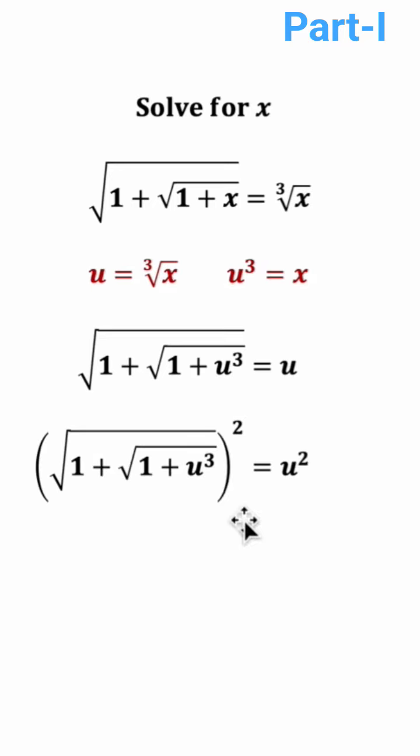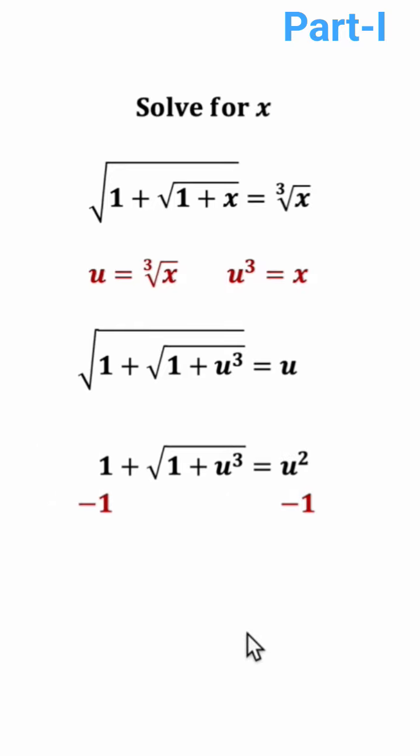For the next step, let's square both sides of the equation. On the left-hand side, this giant square root and this outer square will cancel each other out. And then we can subtract 1 from both sides. On the left-hand side, the positive 1 and negative 1 will cancel each other out. And on the right-hand side, we have u squared minus 1.